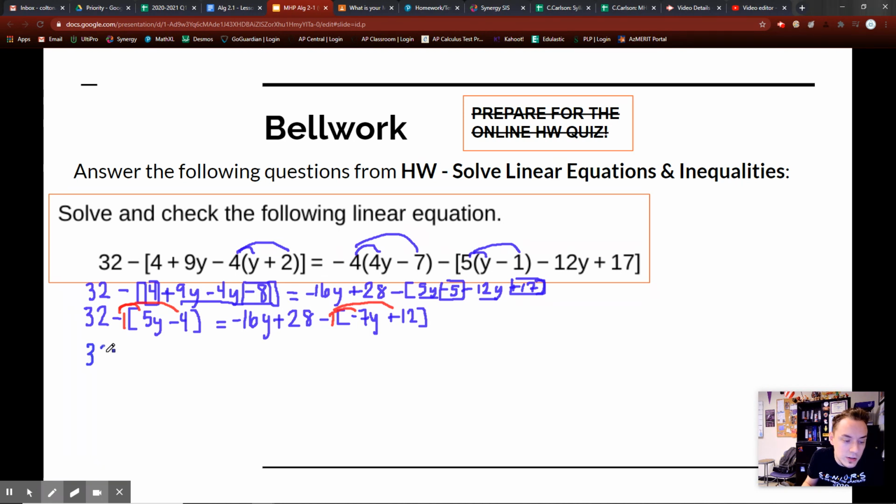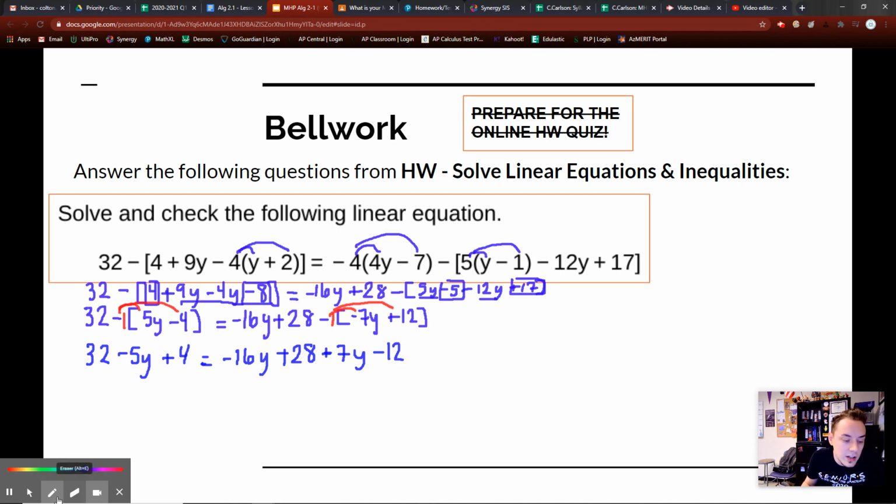So 32, 32, just chilling. So this is negative 5y now. And then this will become positive 4. Negative times a negative gives me a positive. Negative times a positive gives me a negative. And since it's 1, I'm just keeping the exact same number of values. So this is negative 16y, and this is plus 28. This is plus 7y. Why is it plus, Mr. Carlson? Negative times a negative gives you a positive. And then negative times 12 is a negative 12.